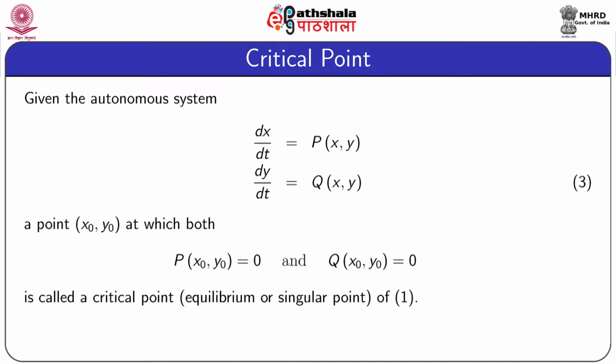Let us now define the critical point for an autonomous system given by two equations, dx/dt equal to P(x,y) and dy/dt equal to Q(x,y). If we can find points (x0, y0) such that dx/dt is equal to 0 and dy/dt is equal to 0, that is P(x0, y0) is equal to 0 and Q(x0, y0) is equal to 0, then (x0, y0) is called the critical point or equilibrium point.